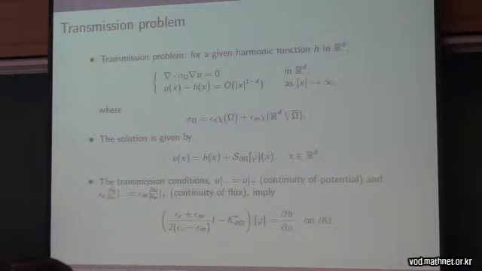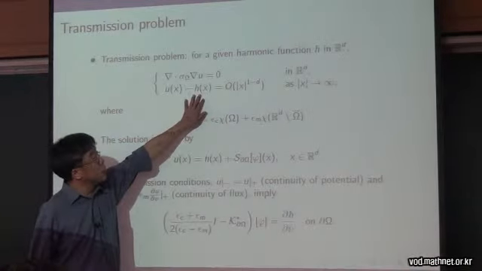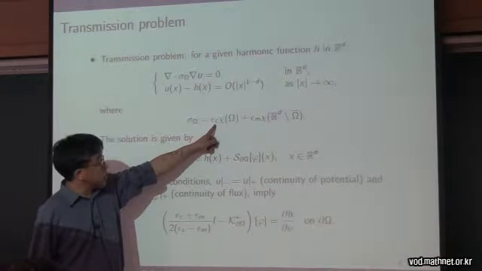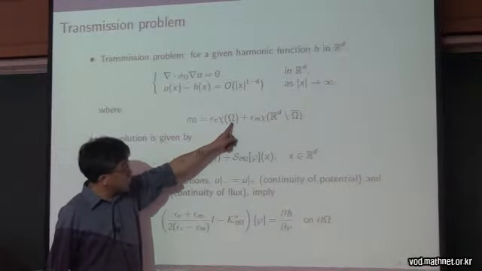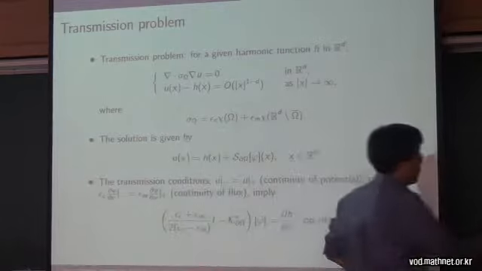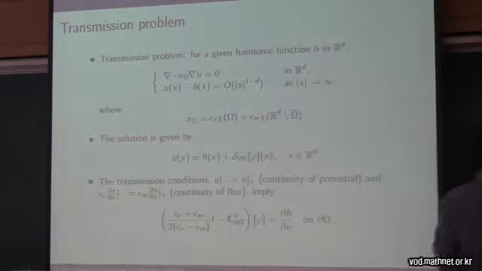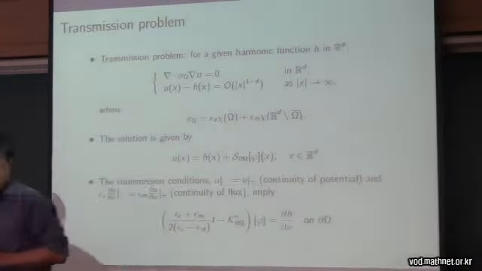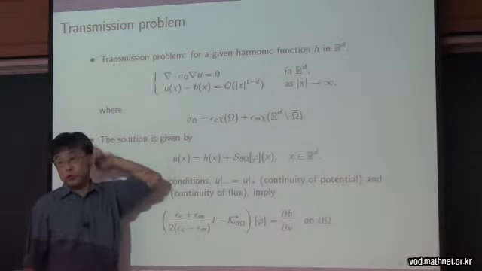Now, let's discuss the transmission problem. H is a given harmonic function, so an entire harmonic function, and this is a dielectric constant or conductivity. In domain omega, the dielectric constant is epsilon C for core, and this is epsilon M, M for medium. Now, we want to solve this divergence equation.